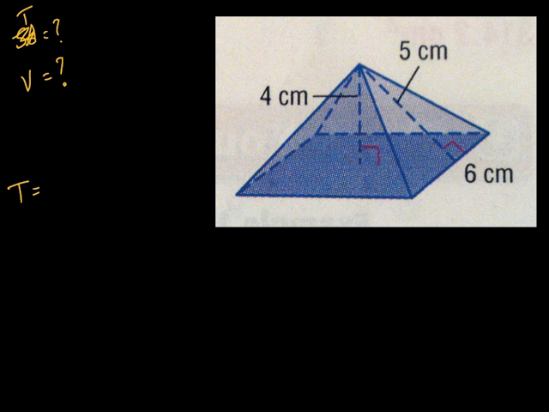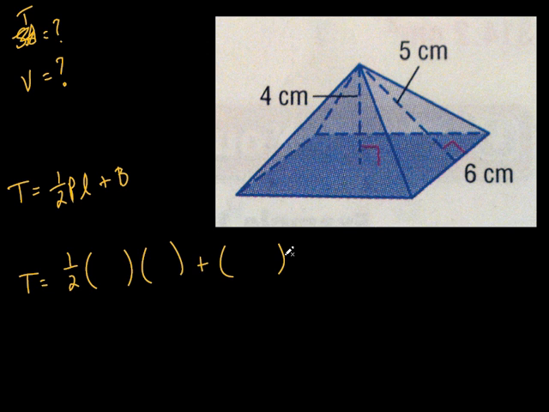Let's scribble that up, put T. What's the total surface area? Well, it's 1/2 times the perimeter times the slant height plus B, which is the area of the base. So we're going to have to figure some things out. They give us everything we need to know, but we're still going to have to figure stuff out to find the total surface area. So it's 1/2 times the perimeter times the slant height plus the area of the base.